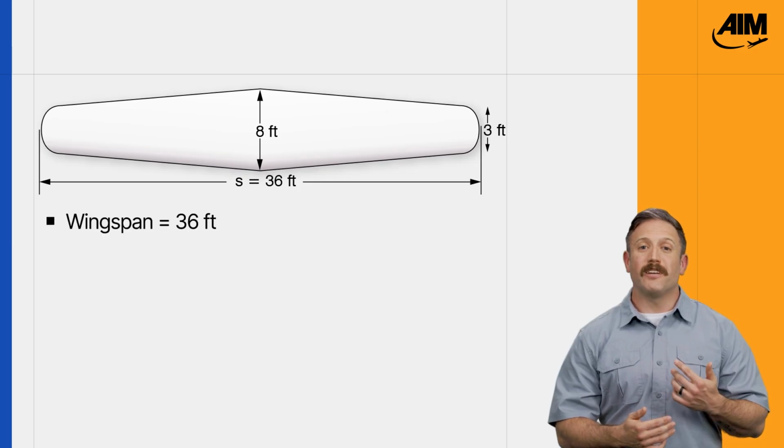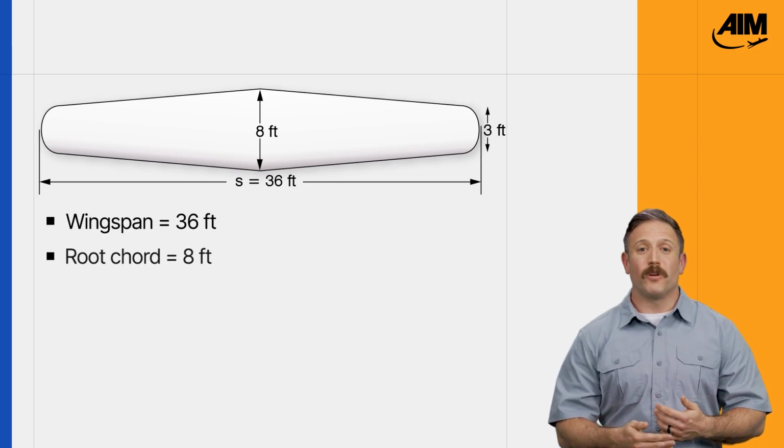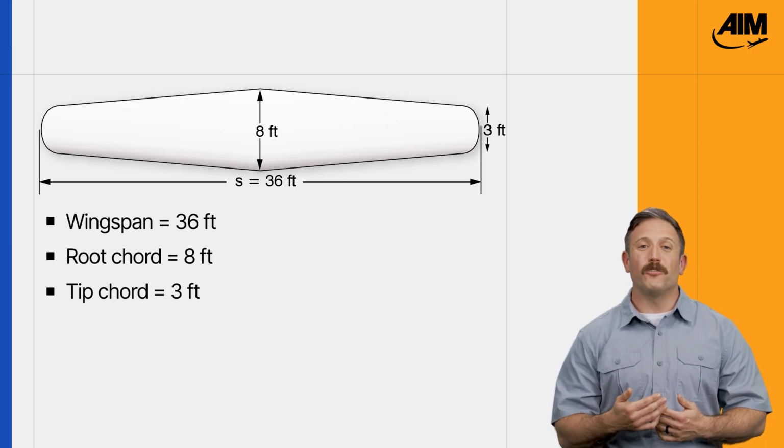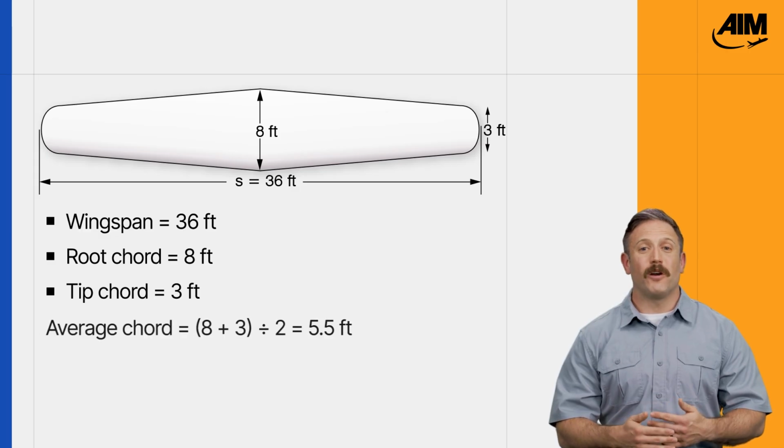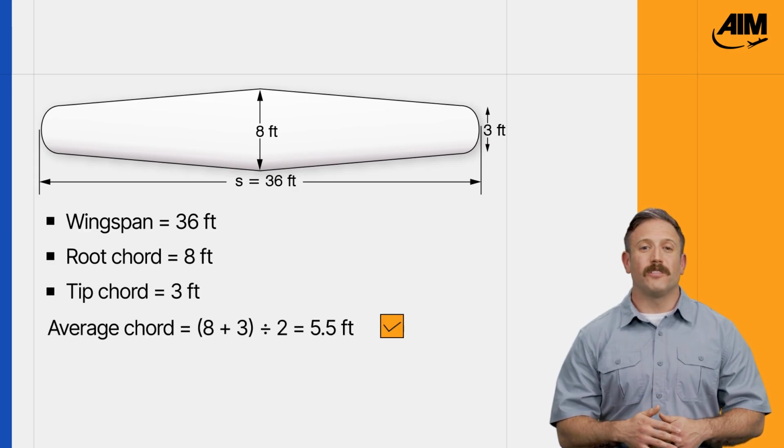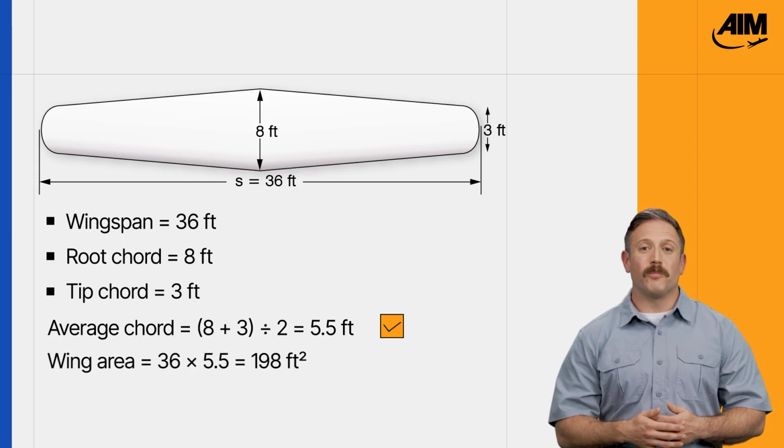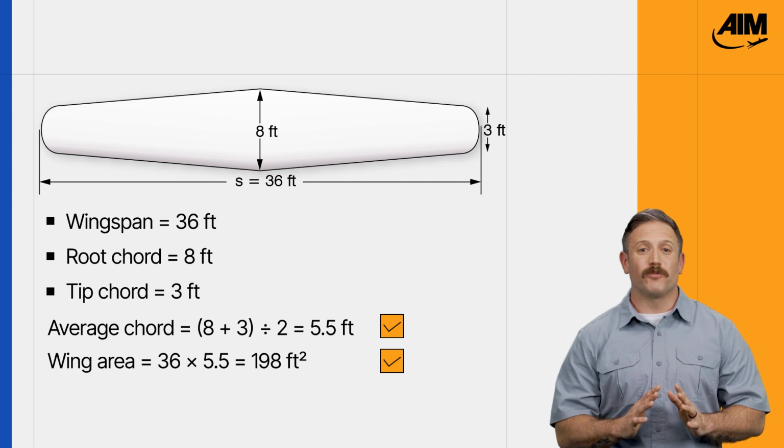Say your wingspan is 36 feet. The root chord is 8 feet and the tip chord is 3 feet. Add the values of the two chords. 8 plus 3 equals 11. Divide by 2 to get the average chord, 5.5 feet. Then multiply. 36 times 5.5 gives you 198 square feet of wing area.